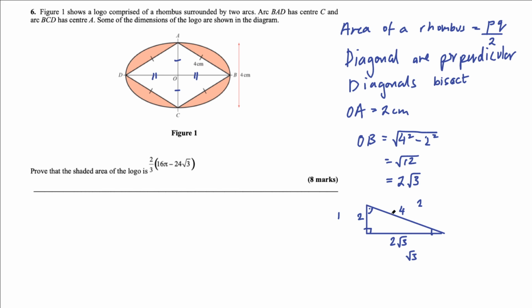So we need to write these angles in radians. 60 degrees in radians, that's going to be pi on 3. And 30 degrees in radians, pi on 6. Okay.